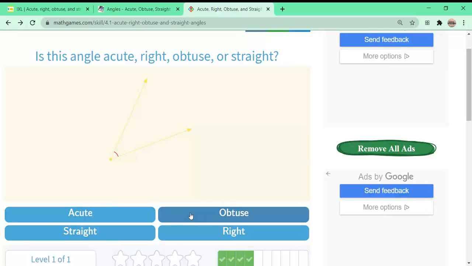Awesome. Last question. Is this angle acute, right, obtuse, or straight? So this is definitely acute. As we said, it's smaller than the right angle.